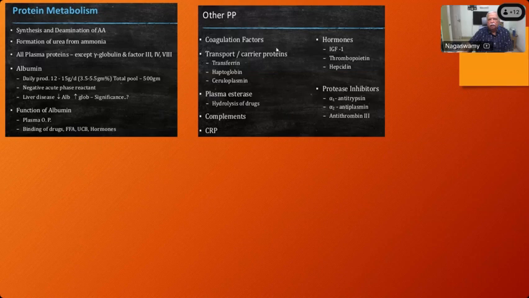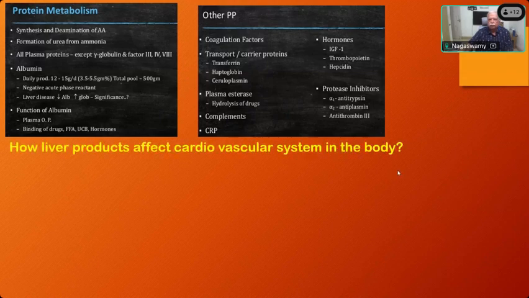Other plasma proteins are coagulation factors, transport carrier proteins like transferrin, haptoglobin, ceruloplasmin, and plasma esterases, complement factors, and C-reactive protein, which is an acute phase factor. All these things come under the category of the protein function.